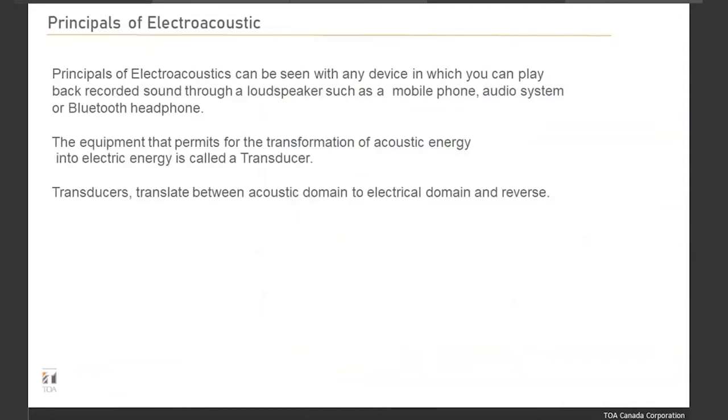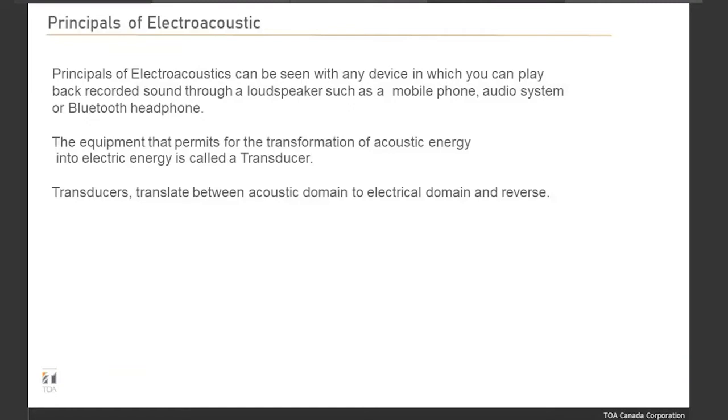So basically, the principles of electroacoustics can be seen with any device in which you can play recorded sound through a loudspeaker, such as mobile phones, audio systems, or Bluetooth headphones. It's the equipment that allows for the transformation of acoustic energy into electrical energy.